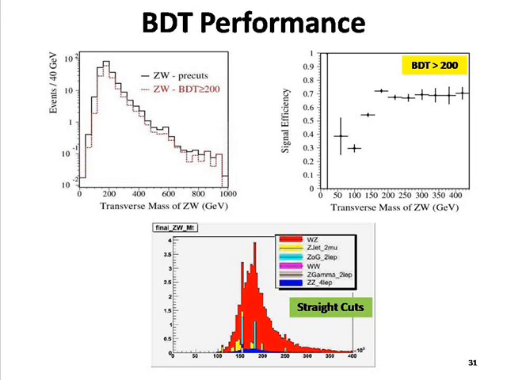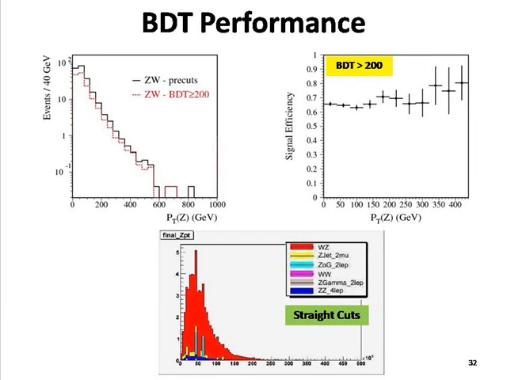If you look at the bottom, the straight cut, you see the WZ mass peak is located at 170. That means after 170, the BDT signal efficiency is relatively stable, and compared between the pre-selection and after the BDT selections, the distribution does not change. So that's what we want. We also compared the pT of Z. Still, they are pretty stable.